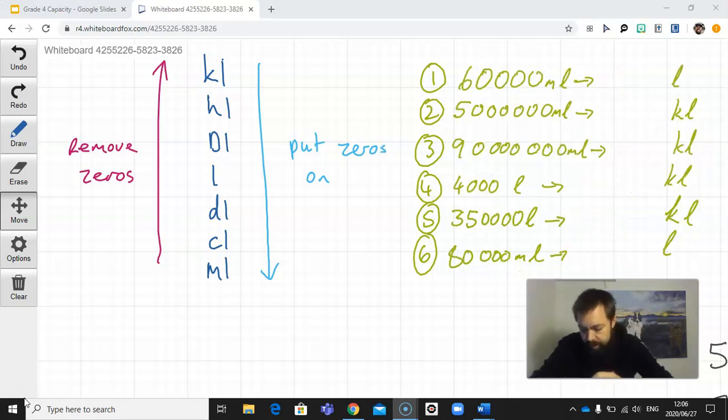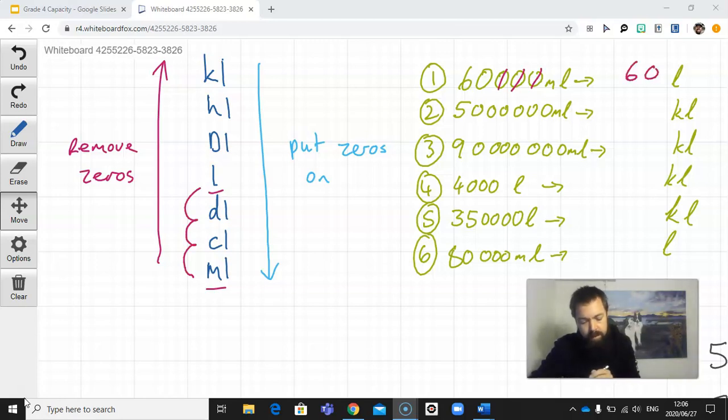So we are going in our first example from milliliters to liters. That's going this way. So we're going to remove zeros, and we are going to remove 1, 2, 3 zeros. 1, 2, 3. So we're left with 60 liters. So 60,000 milliliters, 60 liters. When we go from milliliters to kiloliters, that's 1, 2, 3, 4, 5, 6. We take away 6 zeros. So we're left with 5 kiloliters. So 5 million milliliters is equal to 5 kiloliters.